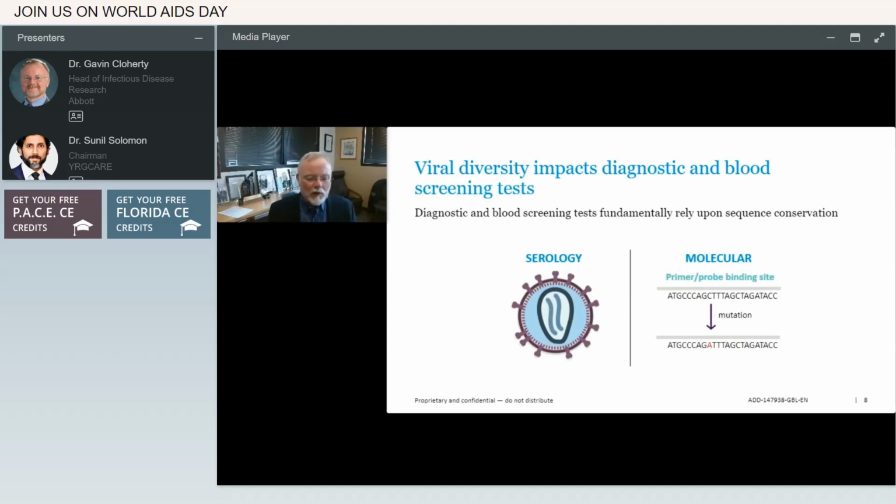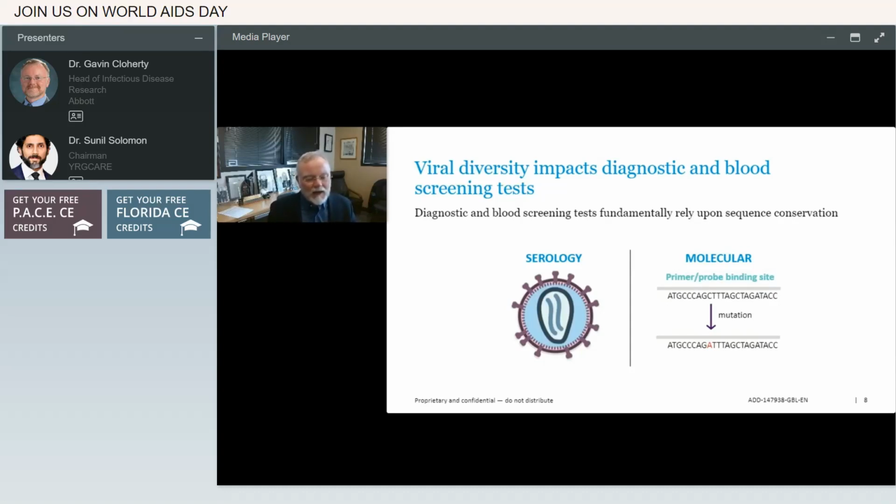This is particularly important when you consider the impact that this evolution, this diversity can have on diagnostic tests. The molecular tests that are designed to detect and quantify the amount of virus in an individual depend on primers and probes binding to stretches of the viral genome sequence. So changes in that sequence that might impact the ability of those primers and probes to bind can impact the ability of the test to give off a signal and to do its job.